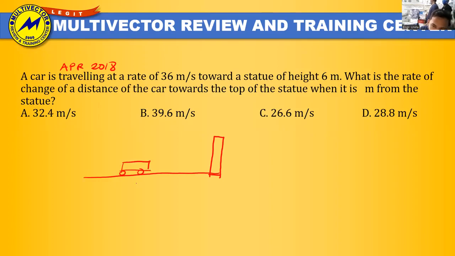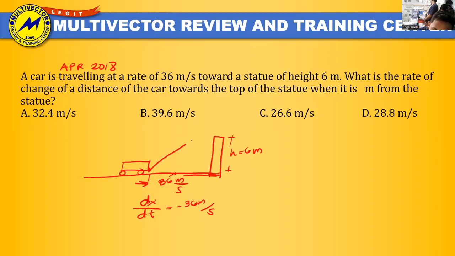Okay, is moving at a rate of 36 meters per second. Since yung x distance natin dito is umiikli or lumiliit kapag papunta sa kanya yung sasakyan, therefore, yung rate na yan, which is dx per unit time, yung velocity niya, is negative 36 meters per second. Okay, so ang height natin is 6 meters. What is the rate of change of the distance from the car to the point of statue when it is blank to the statue?